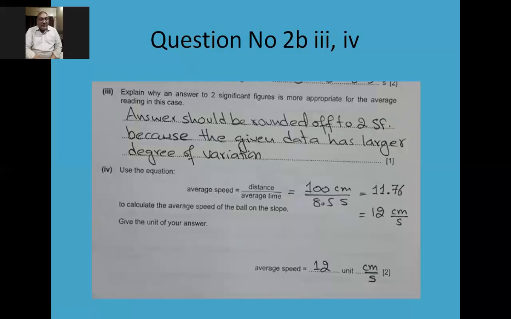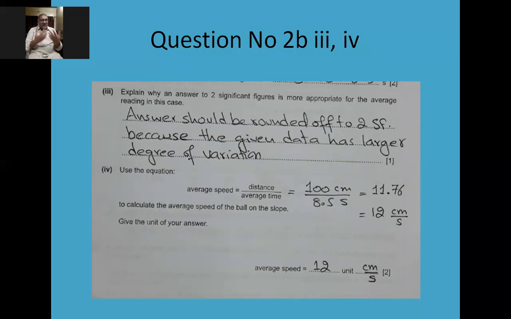Then we have the third part. He says, explain why an answer to 2 significant figures is more appropriate for the average reading in this case. You see, the readings have variation in them. For example, one reading is 8.45, the other reading is 8.54. So it cannot be accurate.